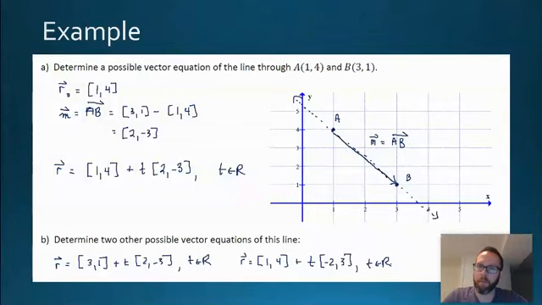So that's something to keep in mind as you do work throughout this unit. If a question says determine a vector equation of the line, your answer might be different, but your direction vectors should be collinear, scalar multiples, and whatever you choose for r naught will just be a point on the line.